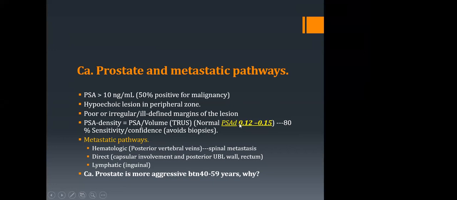And the normal value you get is between 0.12 and 0.15. If you have a value greater than this, then there are higher chances that you are dealing with malignancy. But that is when you have seen a hypoechoic lesion with irregular margins, irregular capsule of the prostate, and it is predominantly in the peripheral zone. And then your PSA density is above this value.